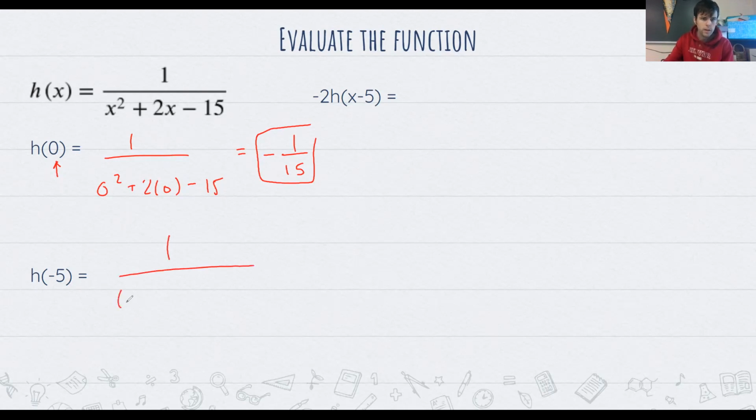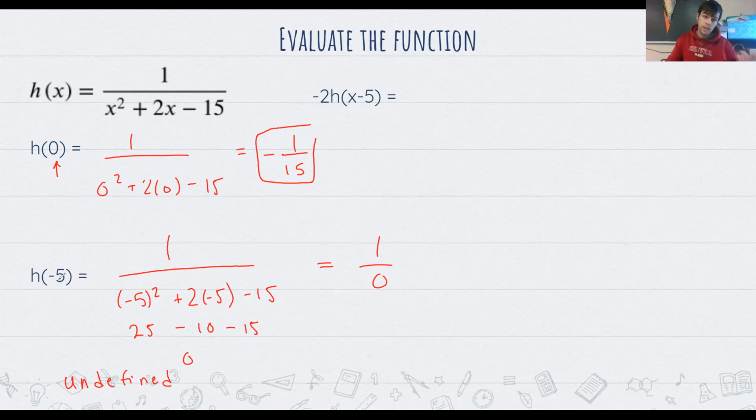1 over negative 5 squared plus 2 times negative 5 minus 15. That's going to be 25 minus 10 minus 15. And actually, we have a bit of a problem here. When I combine all this together, I get 0. 0 is not a problem, except where it's located, right? We actually end up getting 1 over 0. Can't do that, can't divide by 0. So actually, technically, this is undefined. The function that we have here is not defined for an input of negative 5. We'll talk a little bit more about that in the future.